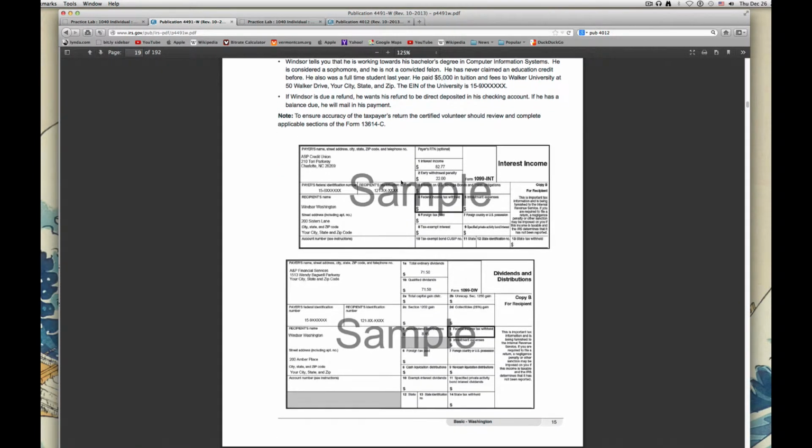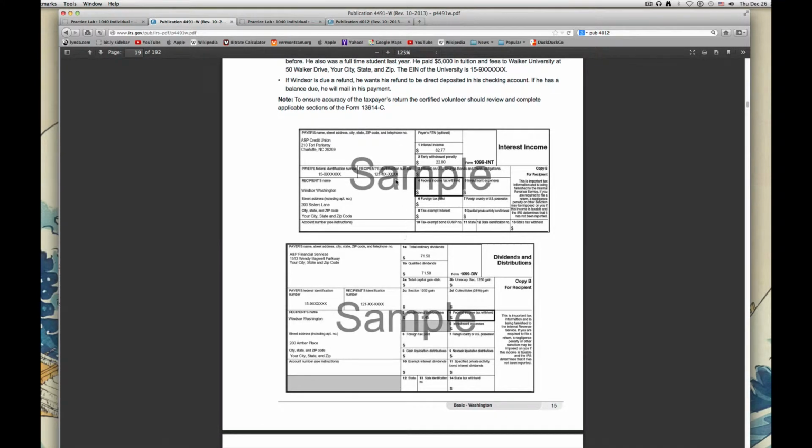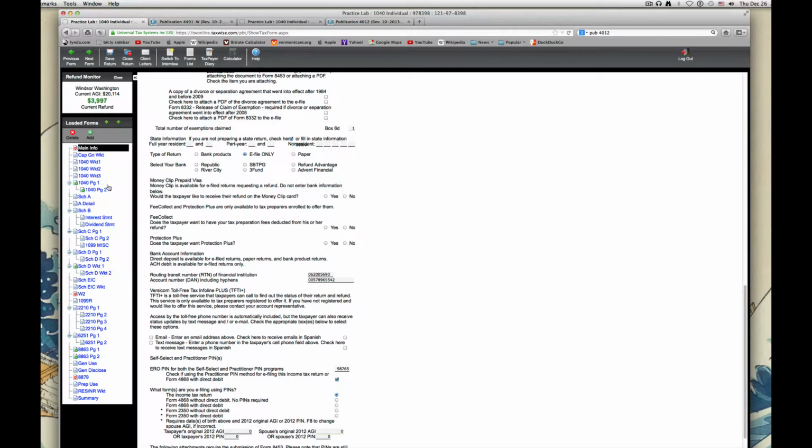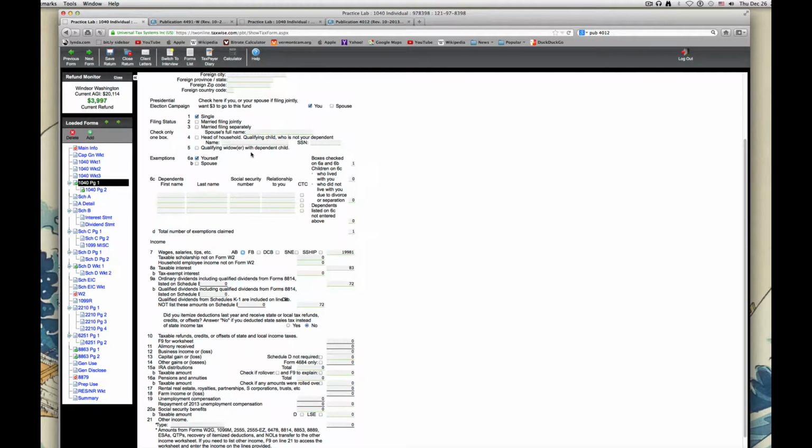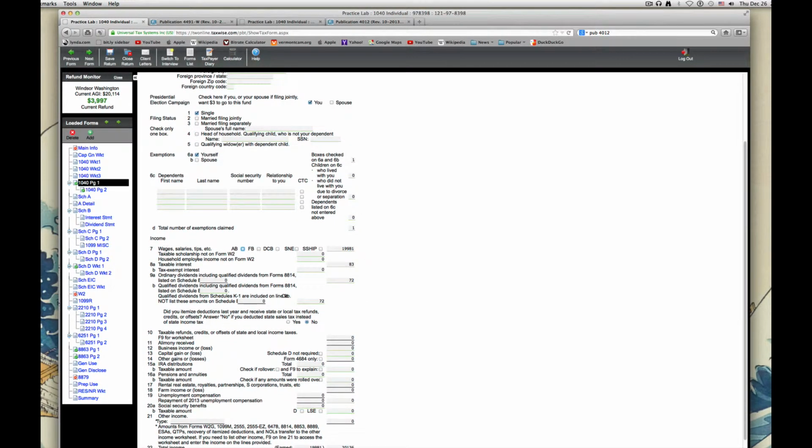So, okay, he has interest and dividend income. Let's see where that is entered in the practice lab. So again, you can go to the 1040, page 1. Scroll down in the income section to interest income. And on your computer, you should be able to link out to the form. But in this case, we're just going to go to it. It's pulled up under the Schedule B.